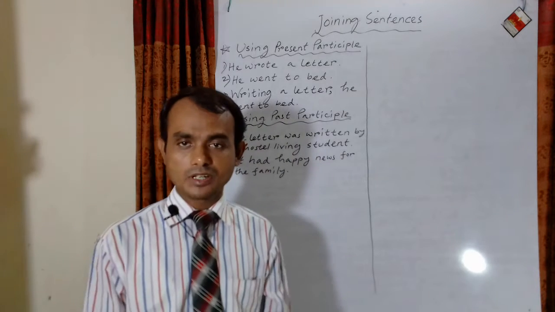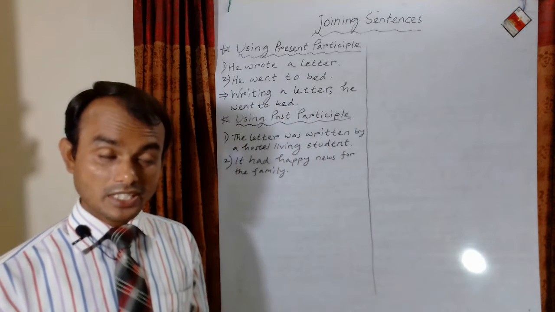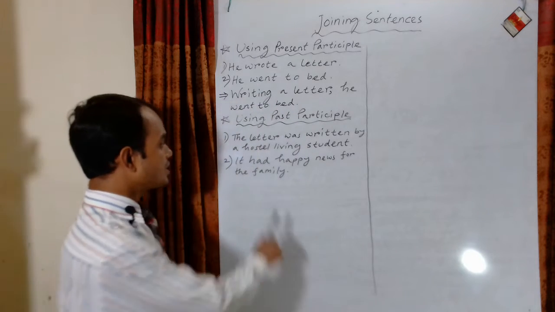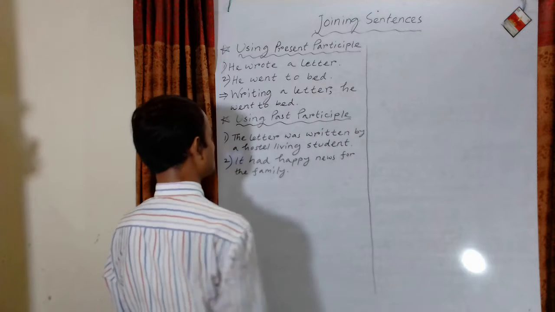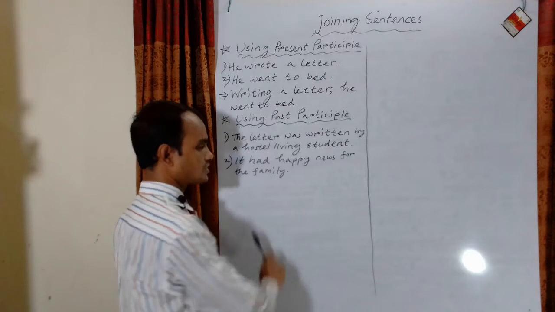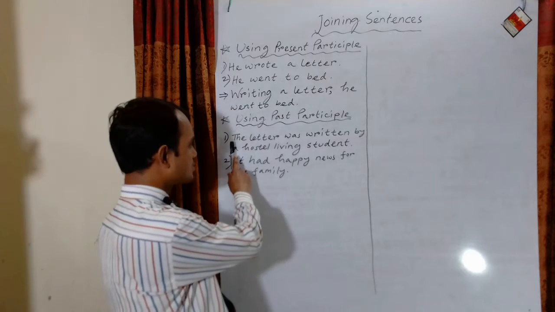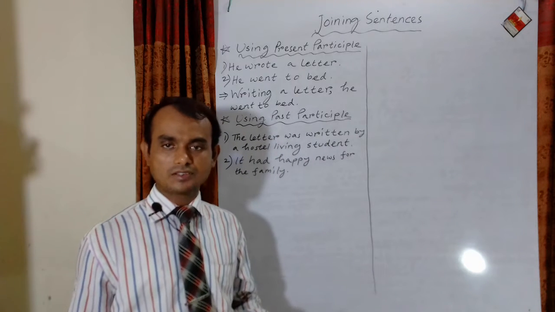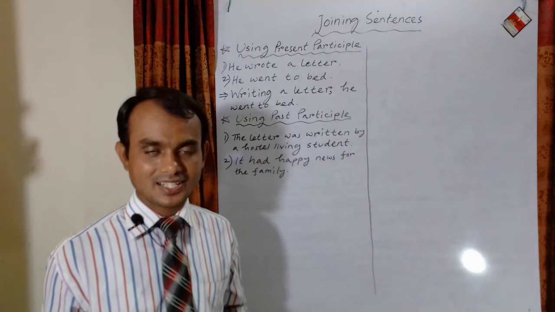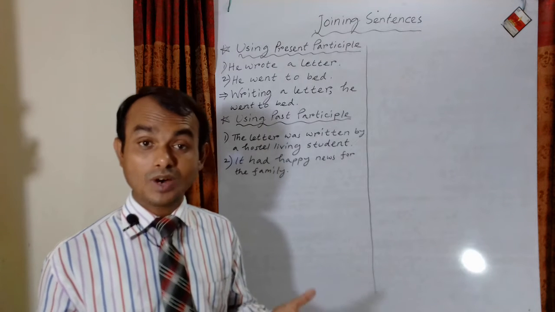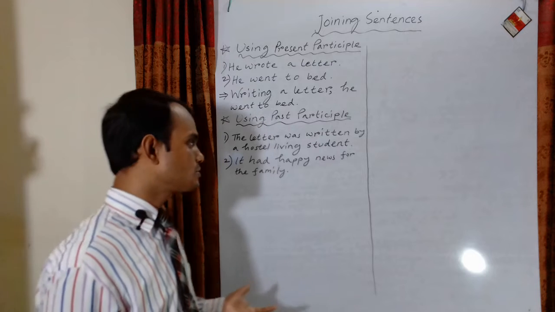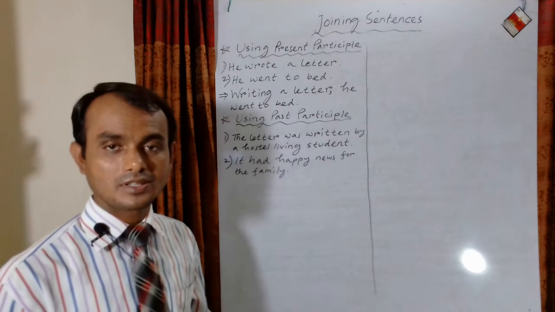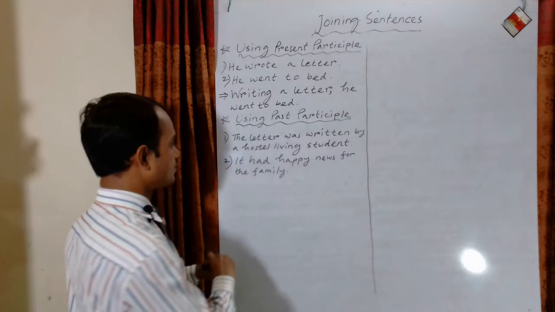Dear students, I have already written these sentences as an example of past participle. The letter was written by a hostel living student. It had happy news for the family. The first one is a simple sentence. The next one is also a simple sentence. If I would like to join these two simple sentences in order to make one sentence, how can we do it? We can do it by using past participle, the third form of the verb.